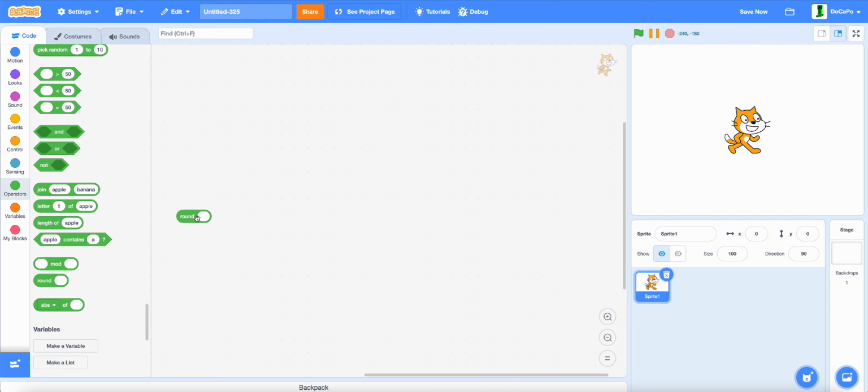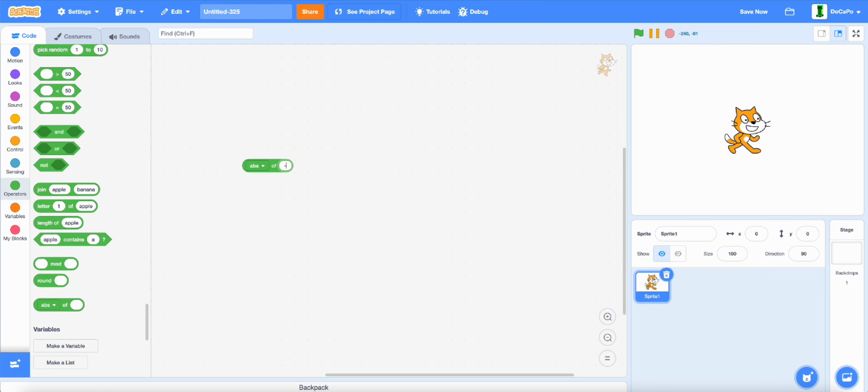Then round, which is basically rounding decimals. Like 5.5 would equal 6, 5.9, 6, 5.2, 5, basic rounding.